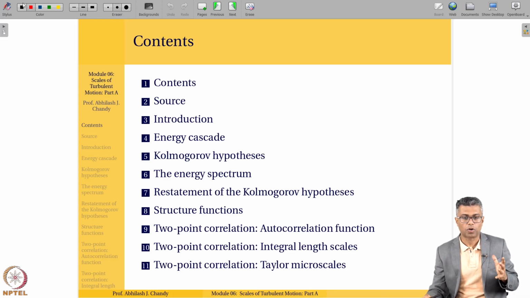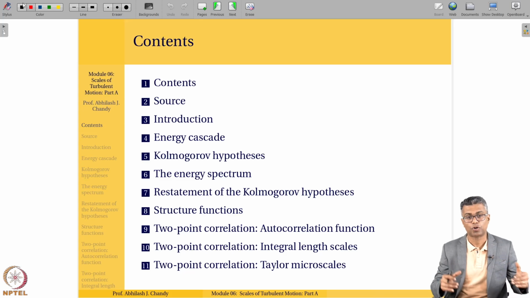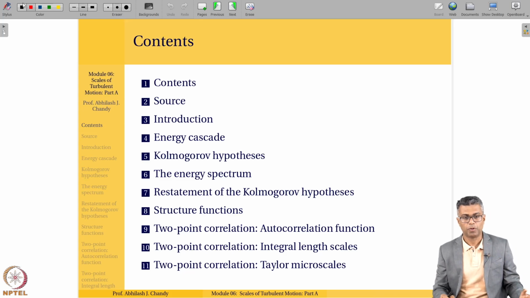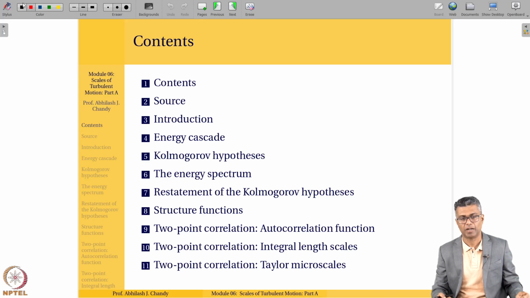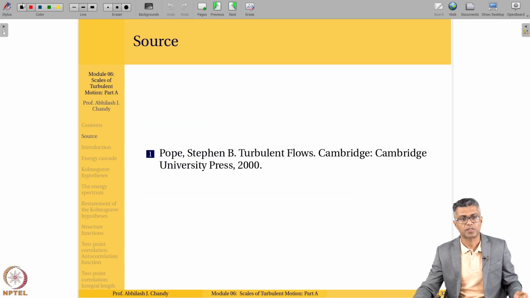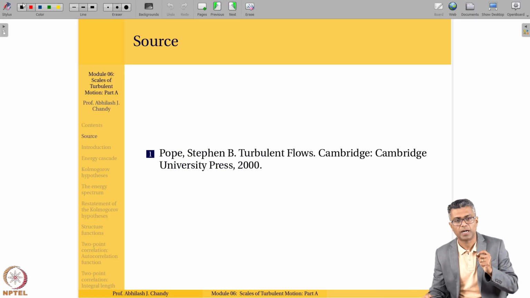We will look at the Kolmogorov hypothesis again in the context of the energy spectrum. We will discuss something called the structure functions and two-point correlations, especially in the context of autocorrelation functions, integral length scales, and Taylor microscales. Okay, so let's get on with it. And the source again for this module is all the notes are from Pope's book.